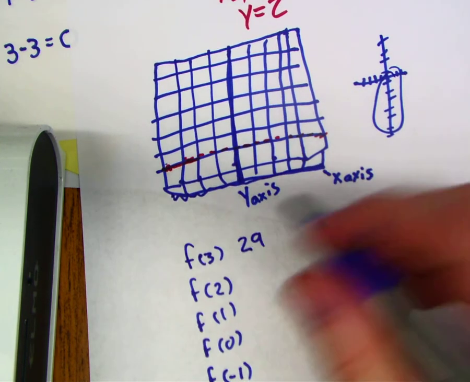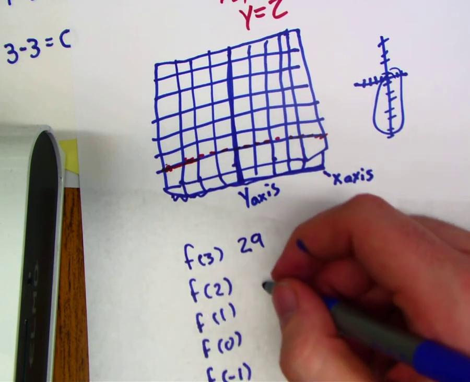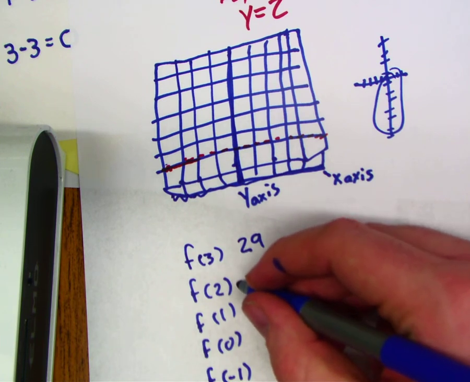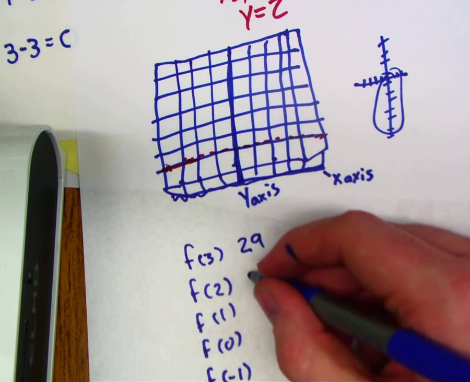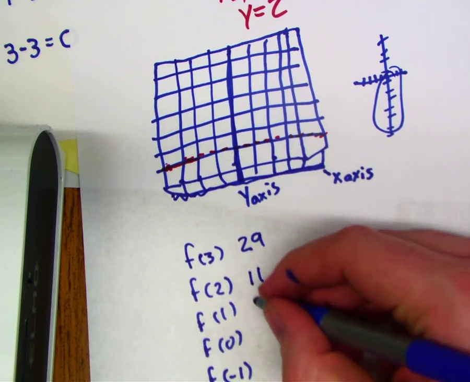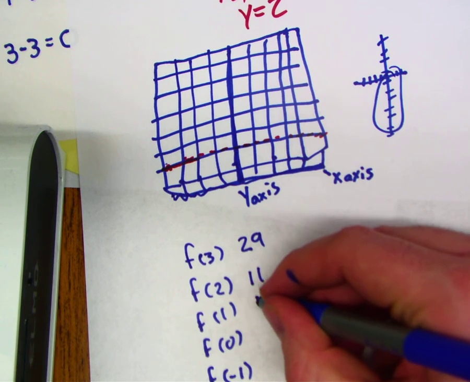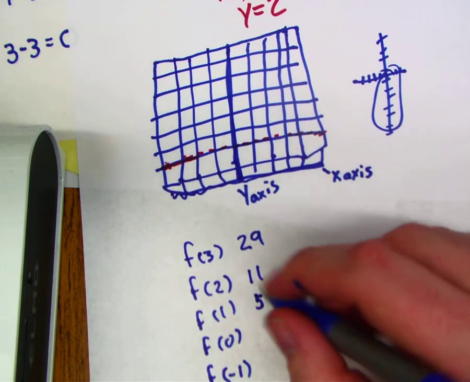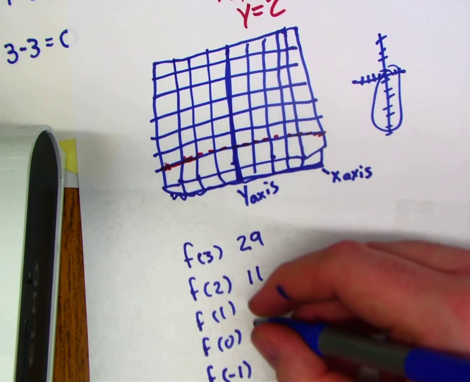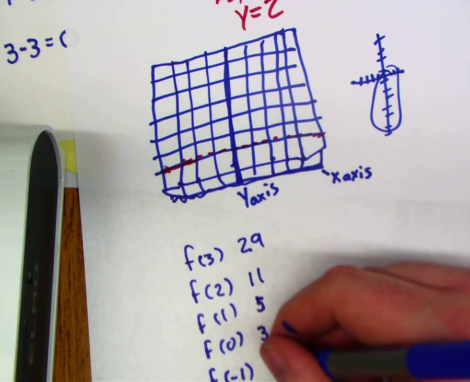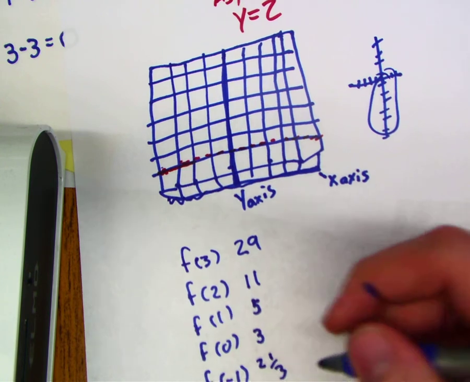Very large. F of 2, that's 3 squared. 3 times 3 is 9, and then plus 2, that's going to give me 11. F of 1, that's 3 to the 1 power, which gives me 3, plus 2 is 5. F of 0, 3 to the 0 power, plus 2, it's going to be 1 plus 2, which is 3. And then f of negative 1, that is 1/3 plus 2, so that's 2 and 1/3.